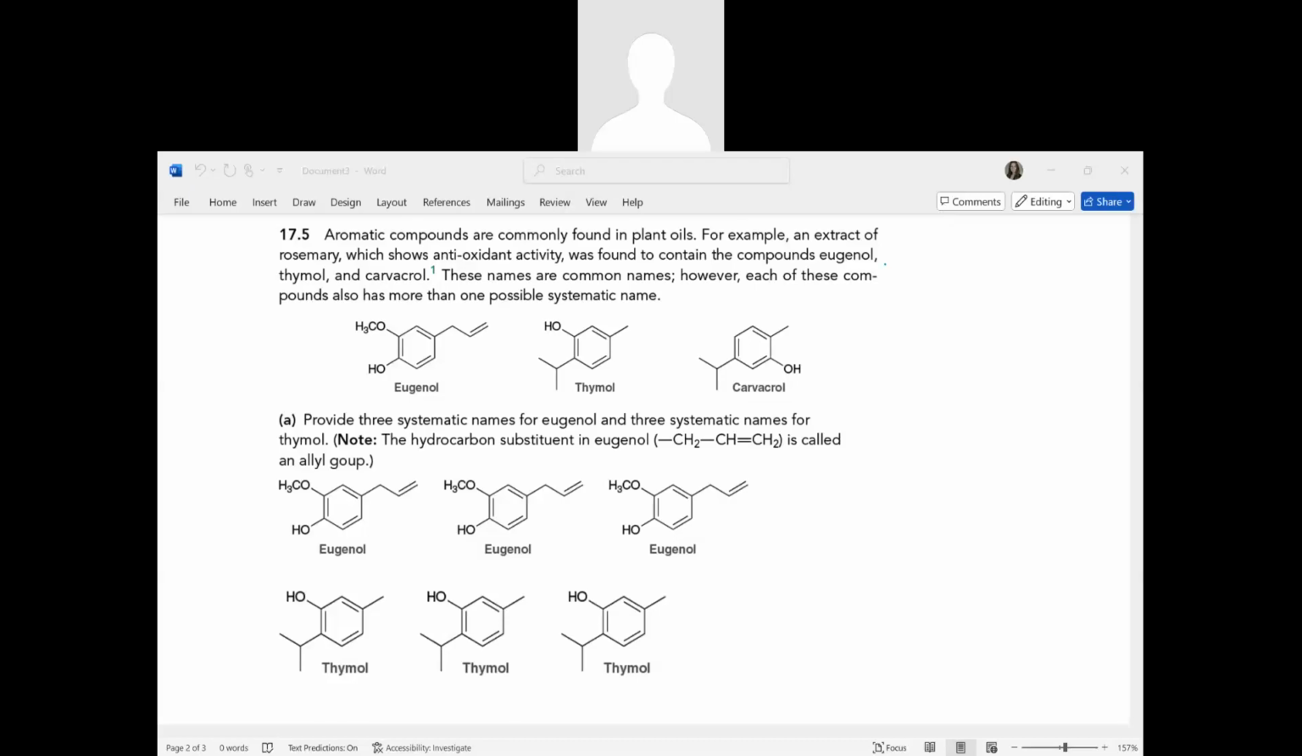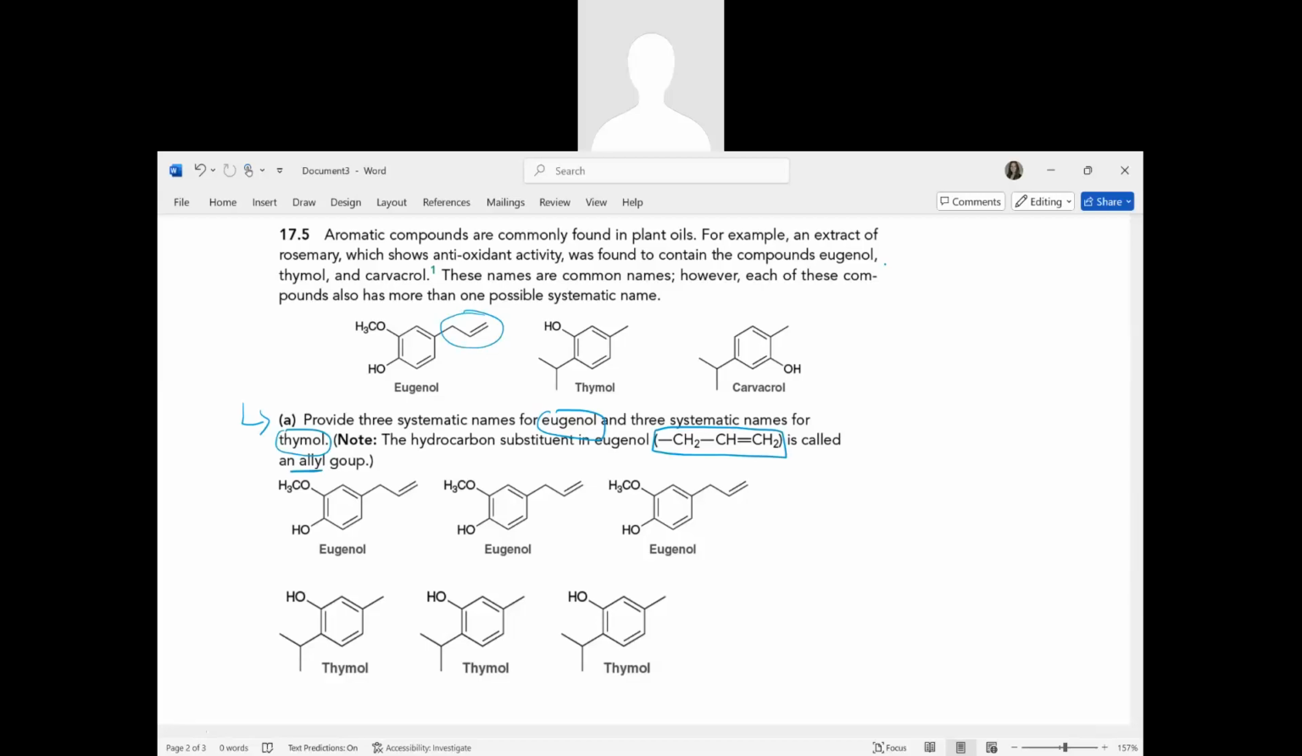And we're asked, in part A here, to provide 3 systematic names for the first compound, this eugenol, and 3 systematic names for thymol, the second structure given. We're also given some supplementary information that one of the substituents, this one in particular, over here, is called an allyl group. So let's see how that can help us name this compound.